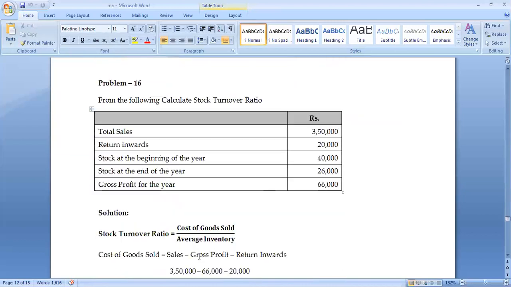Take this as an assignment and do it, okay? Now, from the following, calculate the stock turnover ratio. This is another ratio that we are going to discuss.